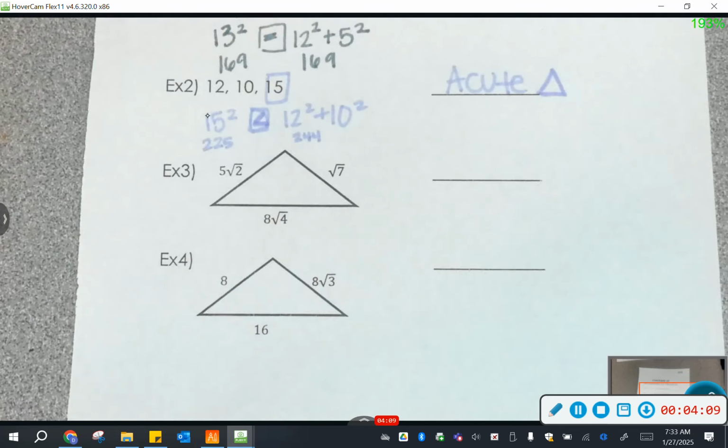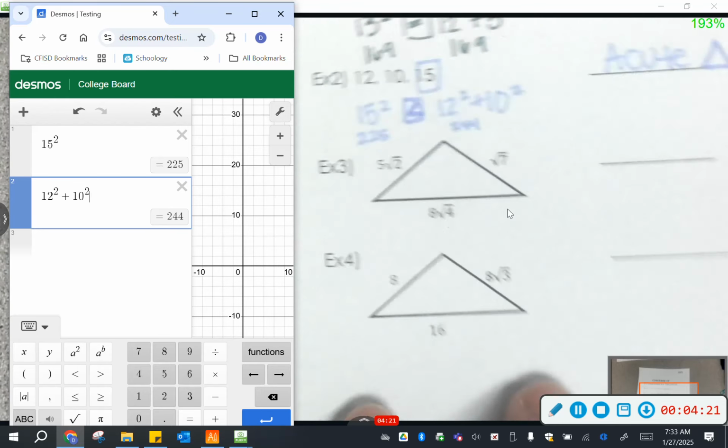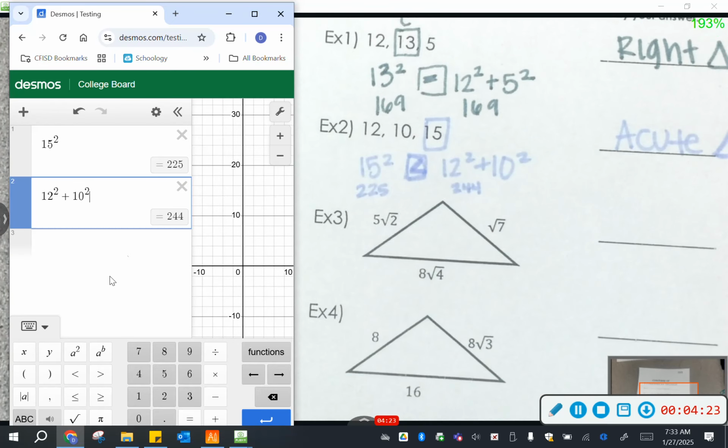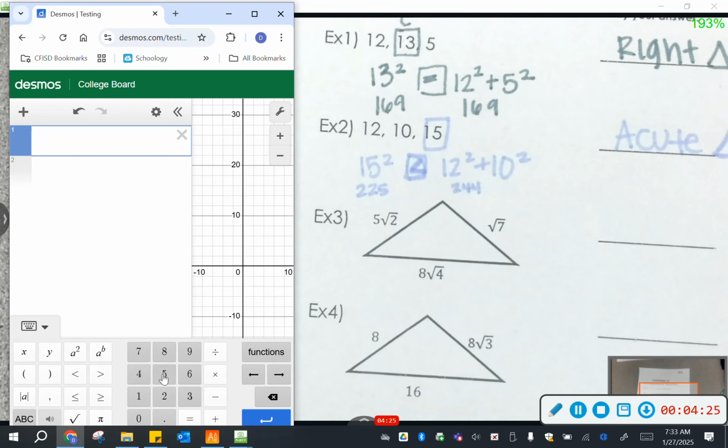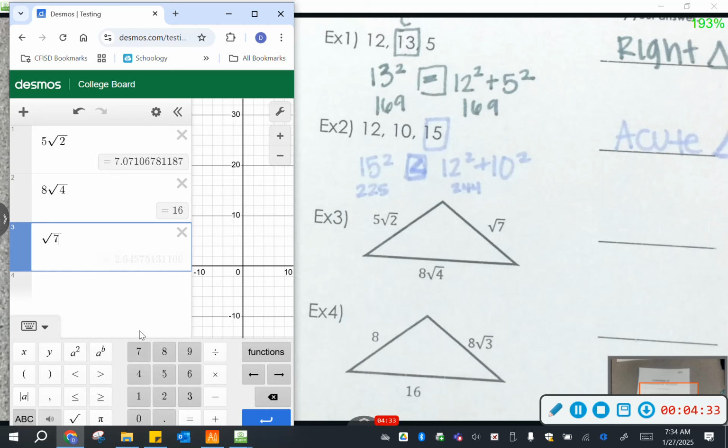Now example 3, you're going to have to be careful. Which side is the biggest? 8 square root of 4. And if you're not sure which one's the biggest, you can type them all into the calculator to see which one gives you the biggest number. Which one gives you the biggest number? You are right, 16 is the biggest.